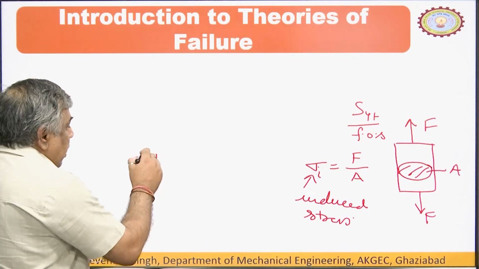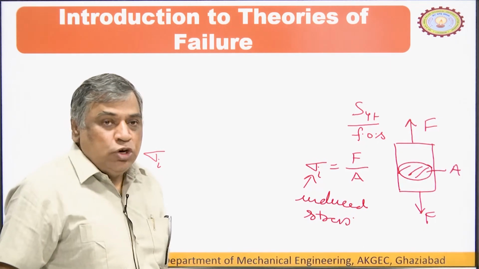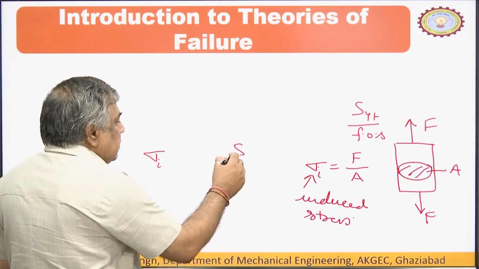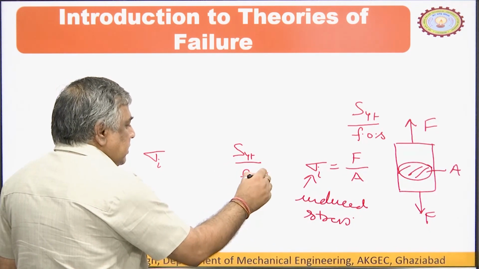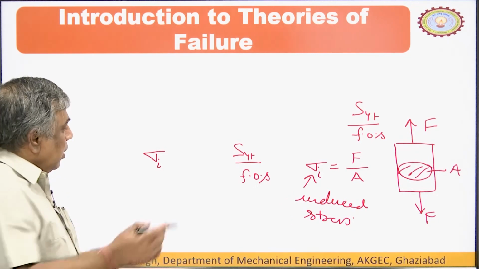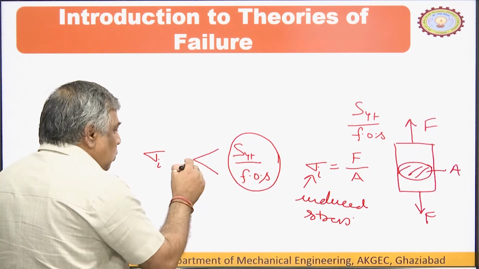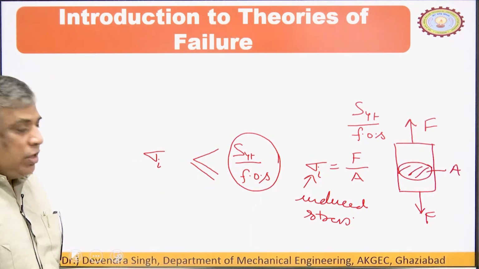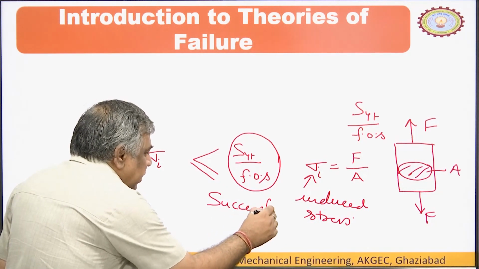So, if I write a relationship between the induced stress and this allowable value or allowable stress, this is called the design equation. This value should always be greater than or equal to the induced value, and then this is called the successful condition.